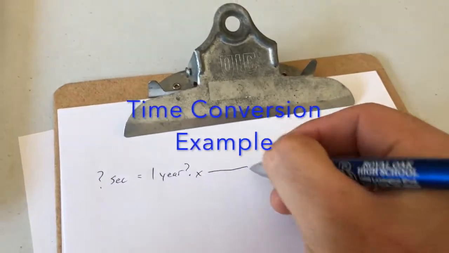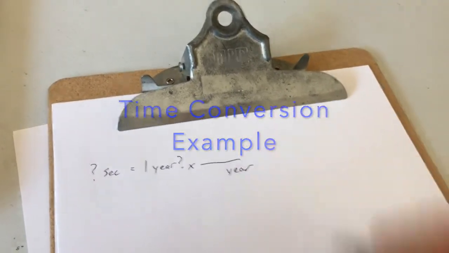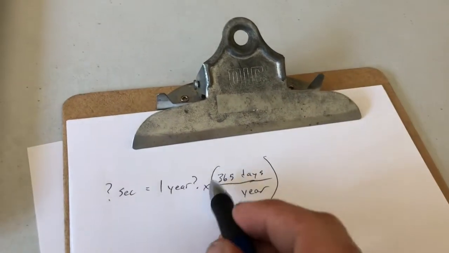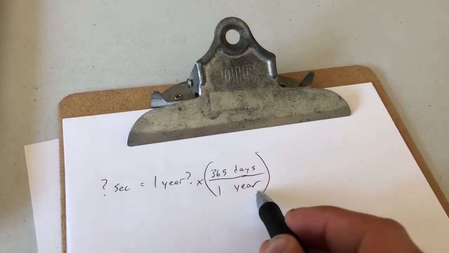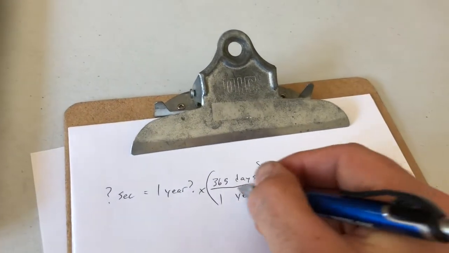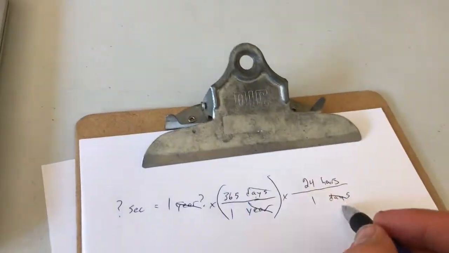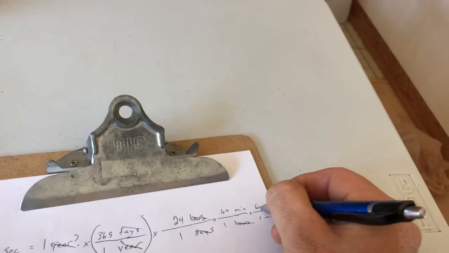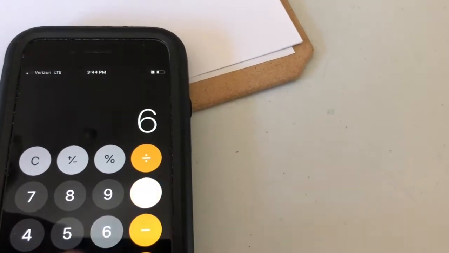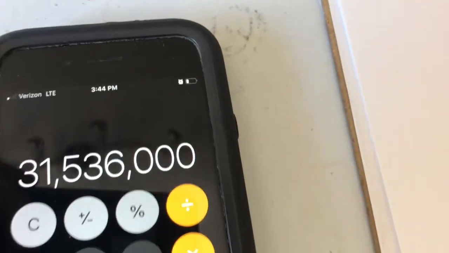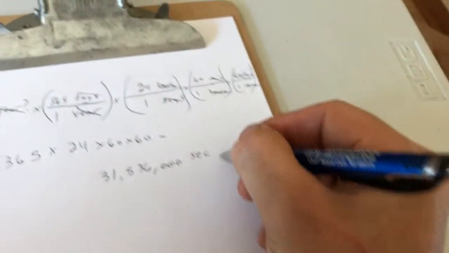Well, I take years and I put it on the bottom. There's 365 days in 1 year. So 365 days divided by 1 year is equal to 1. I'm just translating it from years to days. 365 times 24 times 60 times 60 gives 31,536,000 seconds per year.